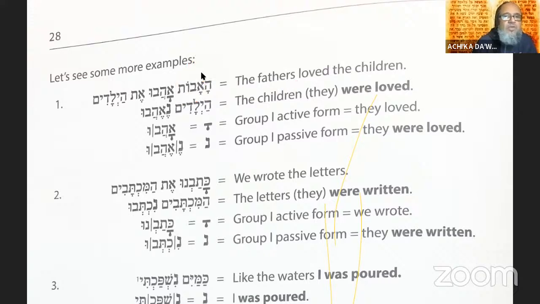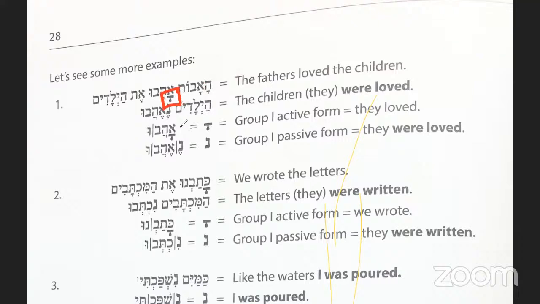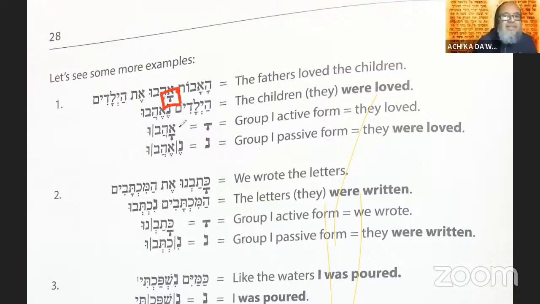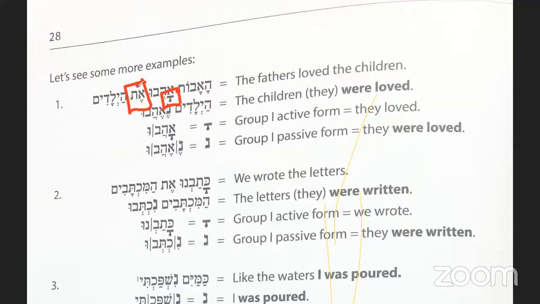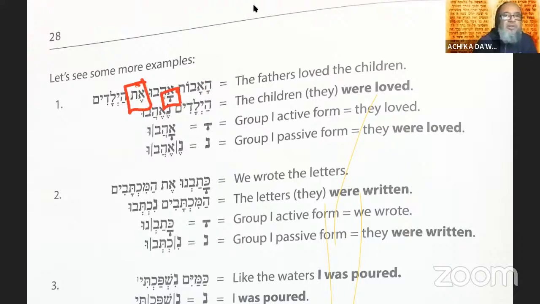Question for you, is this simple? What group is it in? Simple. Tell me what group. One. Okay, tell me if it's active or passive. Active. It's active. Okay, what does this mean right here? It's the direct object marker, a pointer. It's a pointer for who? This is pointing to the action of the verb.